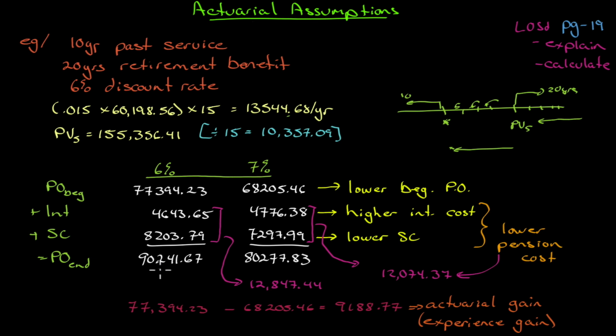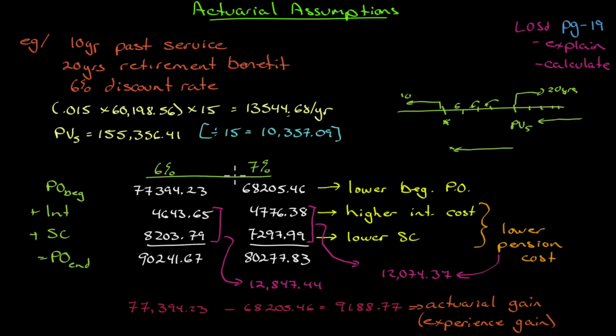Our pension obligation at the end of the period is $90,241.67. Now, let's change the interest rate. If we change the interest rate, we're changing the discount rate. So we're going to increase the discount rate from 6% to 7%.